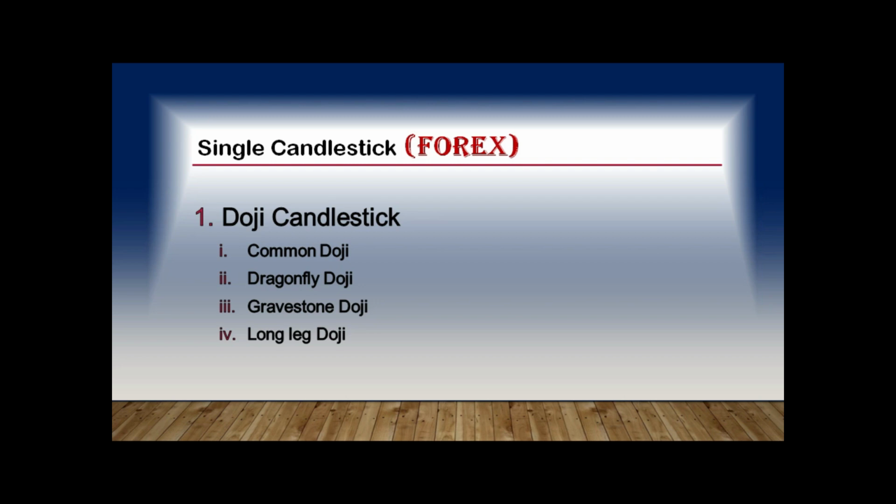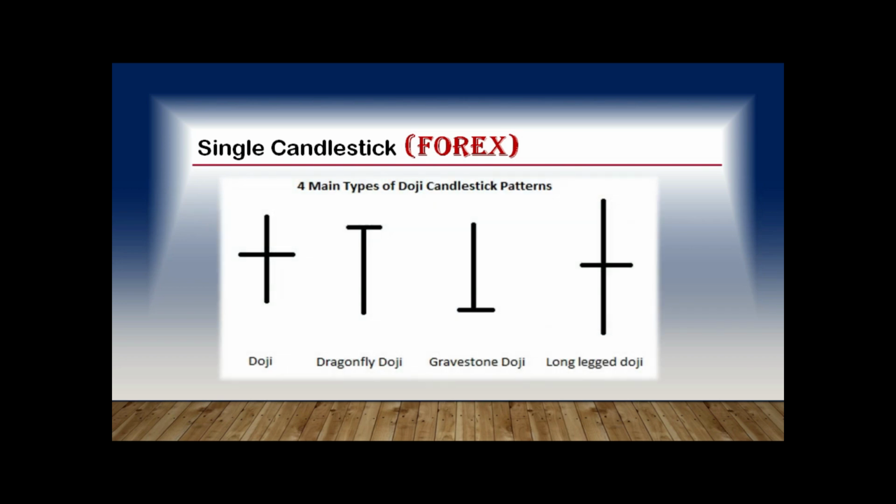Today we are going to discuss single candlesticks, and the first candlestick in the single candlestick pattern is the Doji candlestick, which we have already discussed. There are four kinds: common doji, dragonfly, gravestone, and long leg doji. Today we are going to discuss all of these dojis in detail, and analyze how they are going to impact our trading and how accurate a result we are going to get from these candlesticks, what their shape and definition are, and everything regarding the single candlestick pattern of doji candlesticks.